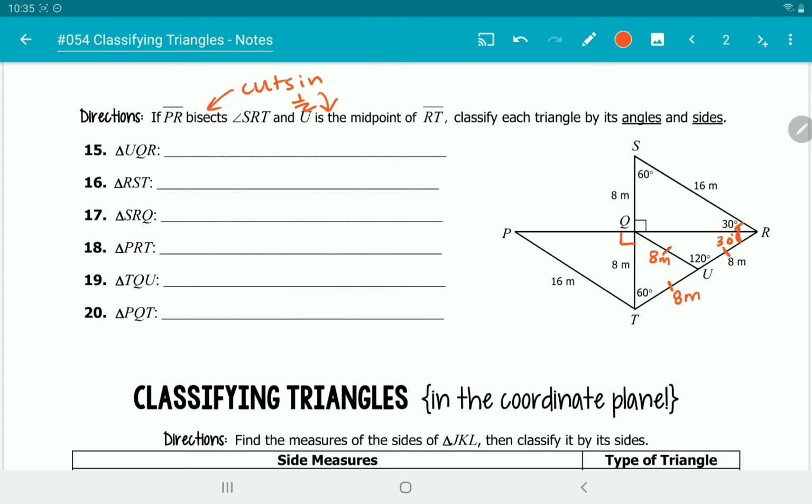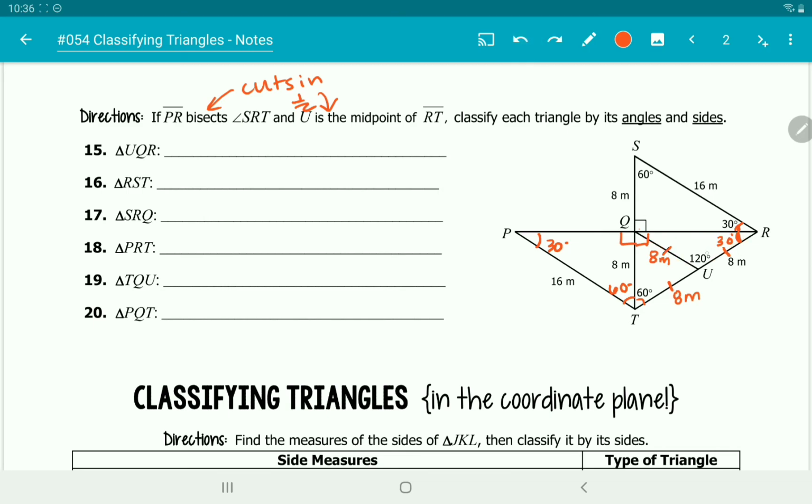So if that's a right angle, that's a right angle, that's also a right angle. That one's 60 degrees. We're going to say this one's 60. That means that this one's 30. Now let's go ahead and see UQR. If we're looking at UQR, we're looking at this triangle right here.